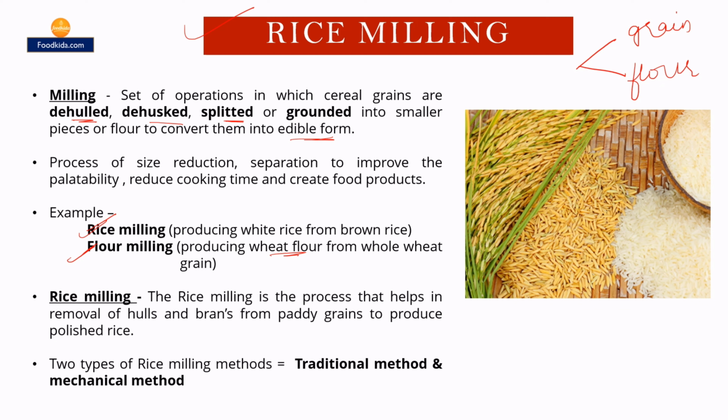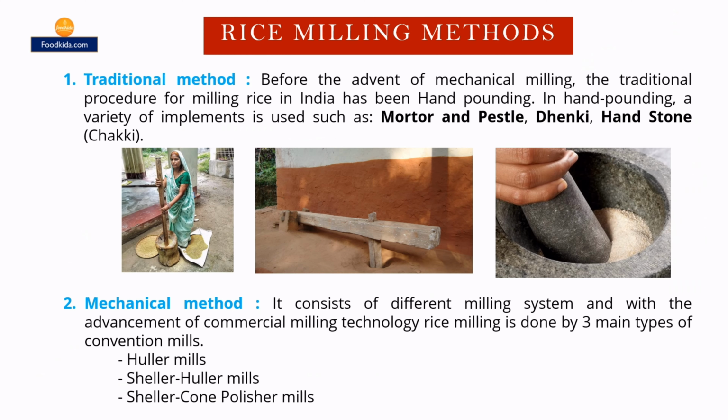I think everything is clear now about what milling is and what the objectives of rice milling are. There are two types of rice milling method. The first is the traditional method and the second is the mechanical or commercial method, which we will discuss in the upcoming slides. Rice milling methods.